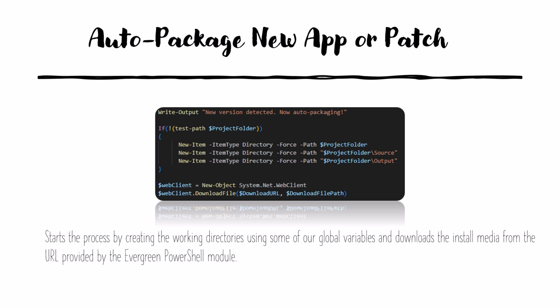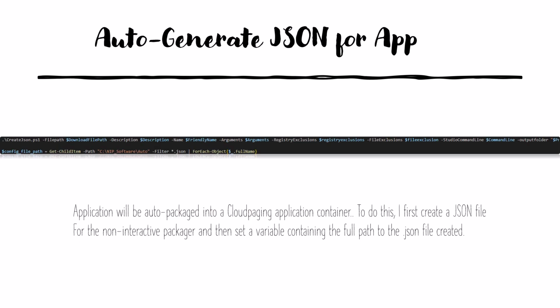It's going to create those global output directories. It's going to go ahead and download the latest version of that application from the vendor's website, and it's going to begin the process of automatically packaging. And for auto packaging within an application container, it's going to create a JSON file for me on the fly. This is in order to use the Numecent Cloudpaging non-interactive packager that requires a JSON file. But luckily, there's a script for that available via Numecent, so I'm simply injecting that existing script into my workflow, and I'm passing the parameters that I've already set for running this script.